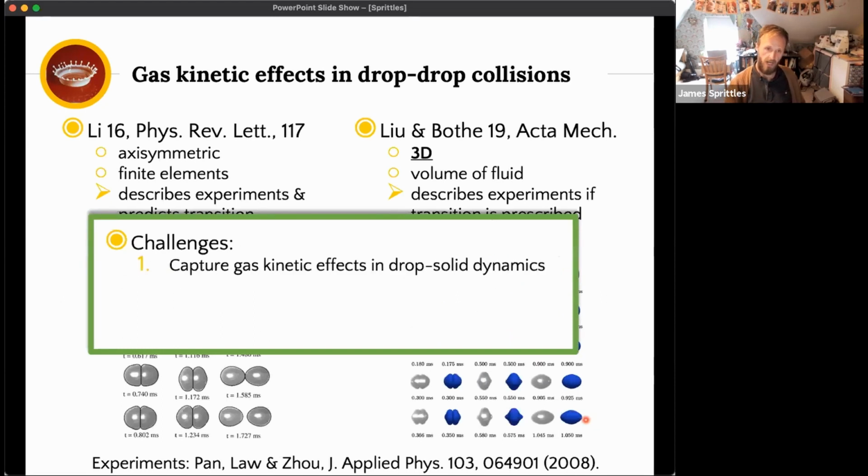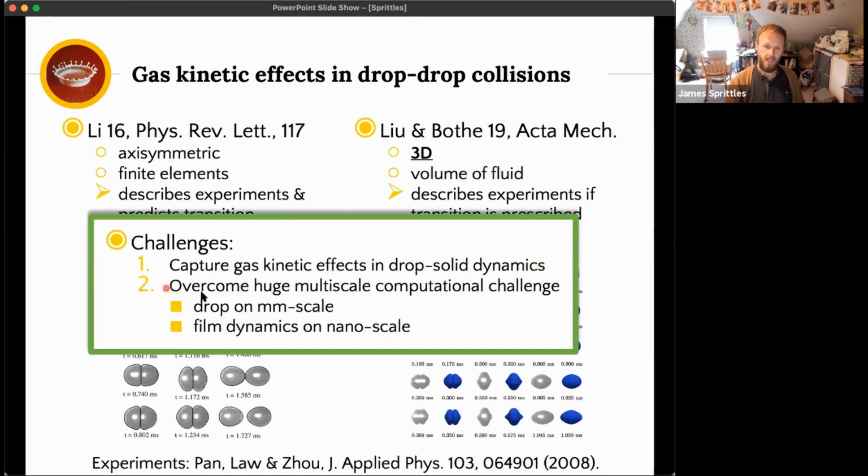So the challenges we're left with, firstly, these are for drop-drop collisions, and we might be interested in drop-solid dynamics, which I'm going to talk about now. And secondly, we have this huge multi-scale challenge in that the drops can be on the millimeter scale and the film dynamics are on the nanoscale. And what we don't want to have to do is capture these 6 orders of magnitude, 10 to the 6, in length scale directly.